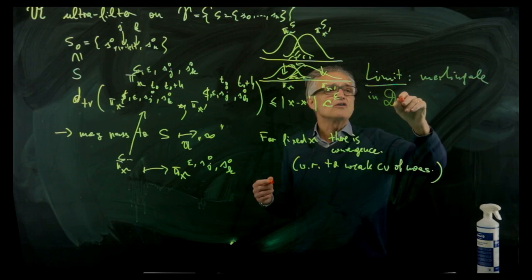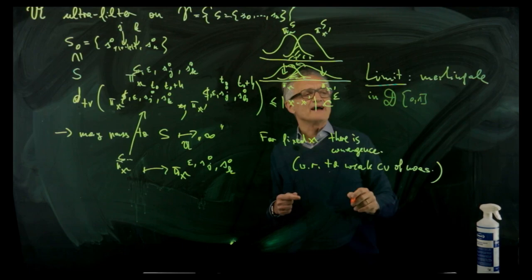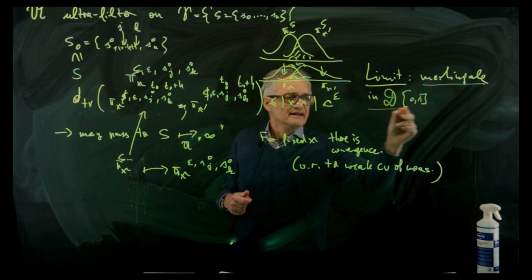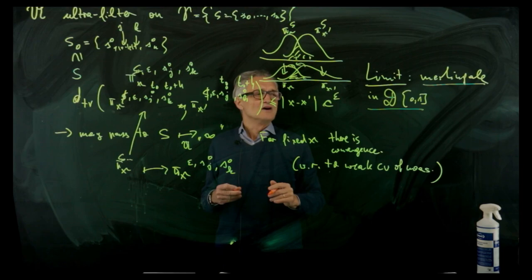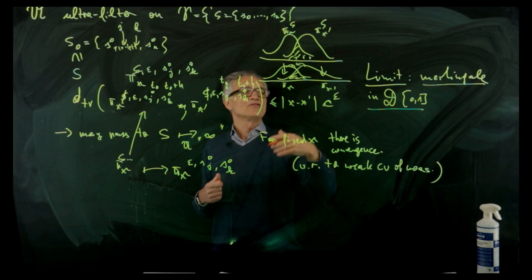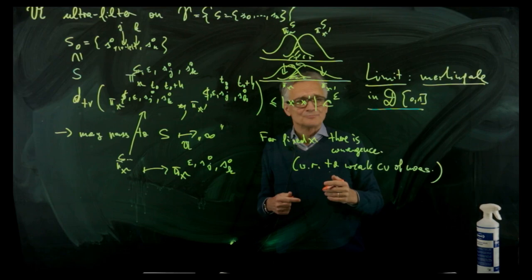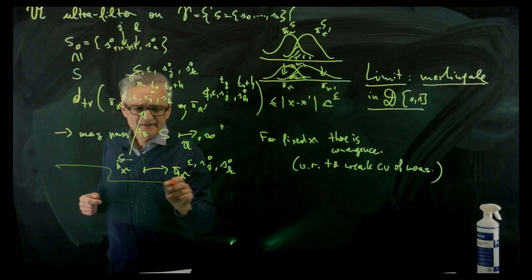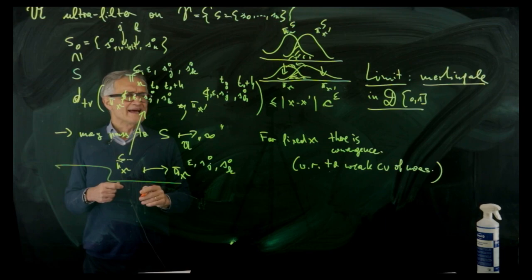So a priori, this is our usual compactness argument with respect to finite convergence. But now we have to show that this is not only a martingale in this Skorohod space, but that it is Markov, continuous, and even a diffusion process, and that we get the right diffusion process. How do we get now the diffusion coefficient?